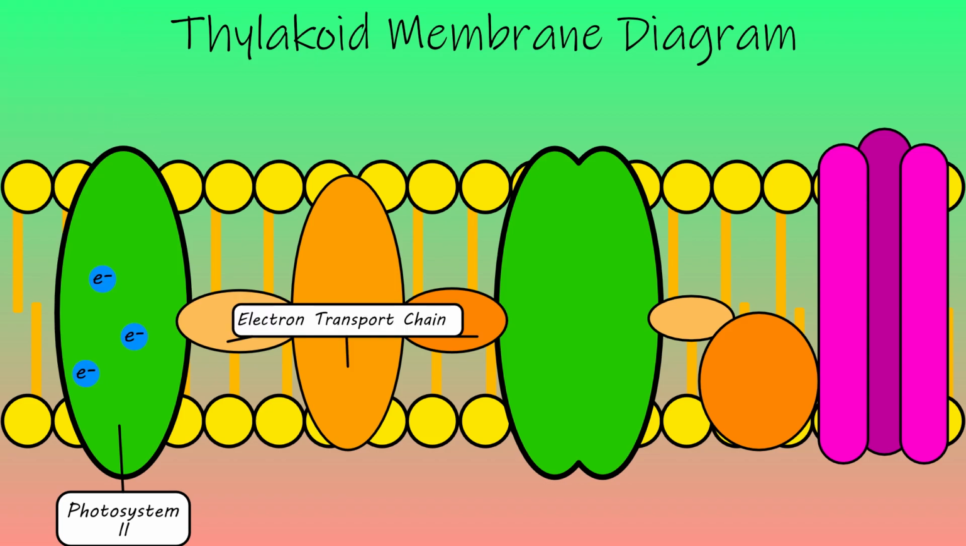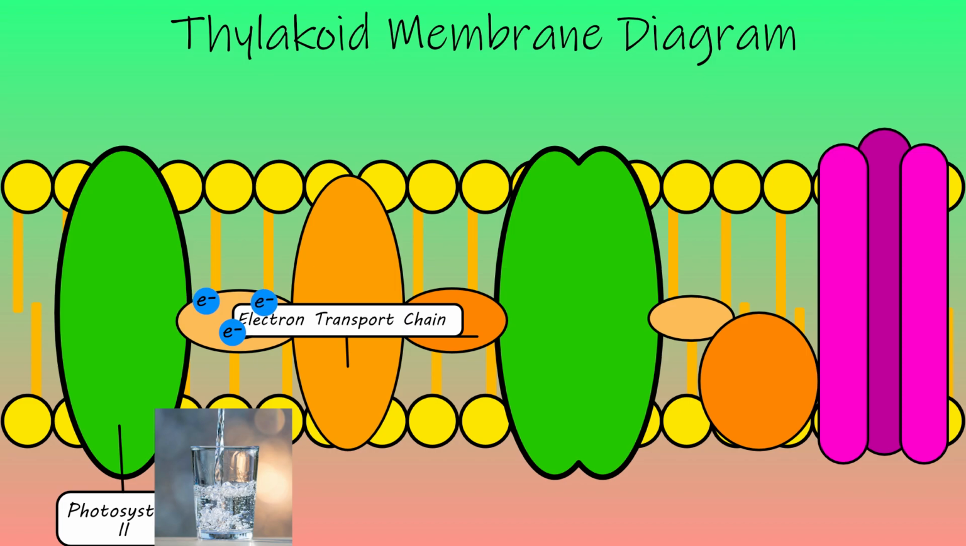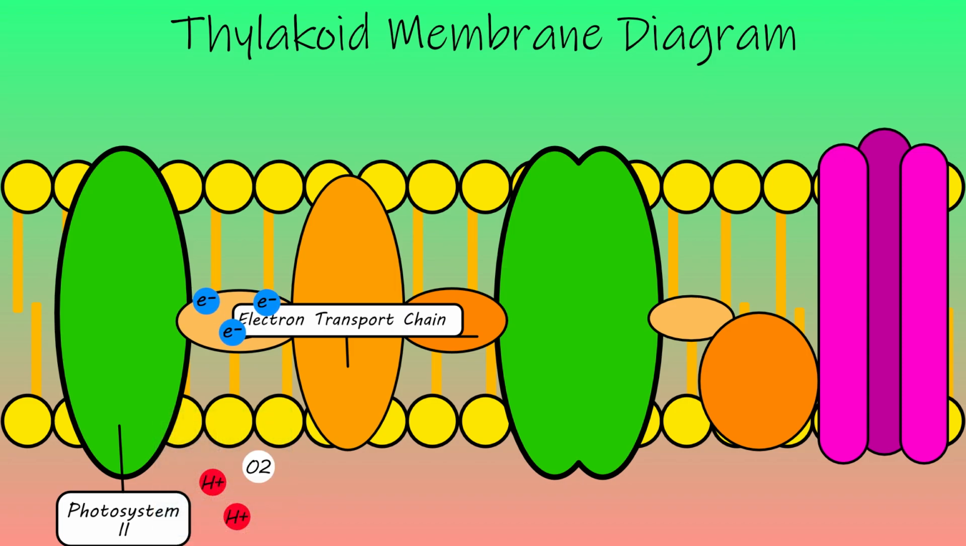These excited electrons begin their journey down the proteins of the electron transport chain. H2O, or water, is then used to replenish the electrons that have left photosystem 2. This produces hydrogen ions and oxygen.